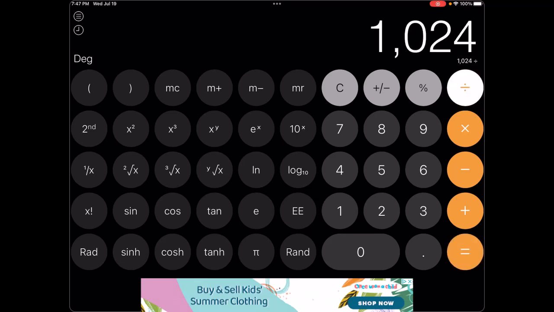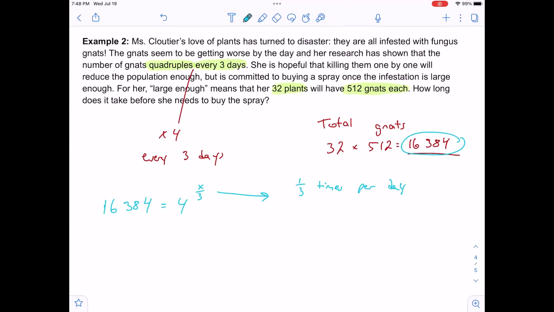2, 3, 4, 5, 6, 7. 4 to the power of 7 is 16,384. Let me just double check. 4 to the power of 7. That's my magic number.